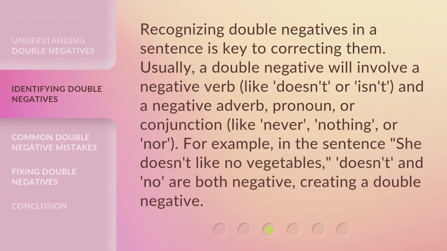Recognizing double negatives in a sentence is key to correcting them. Usually, a double negative will involve a negative verb, like doesn't or isn't, and a negative adverb, pronoun, or conjunction, like never, nothing, or nor. For example, in the sentence, she doesn't like no vegetables, doesn't and no are both negative, creating a double negative.